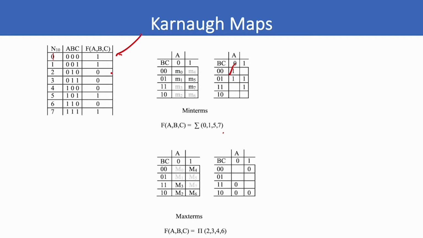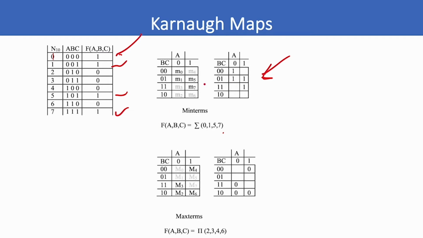0, 0, 1 is right here. 1, 0, 1 is right here. And 1, 1, 1 is right here. Okay? So we've mapped all the ones, there's 4 of them, into this Karnaugh map right here.